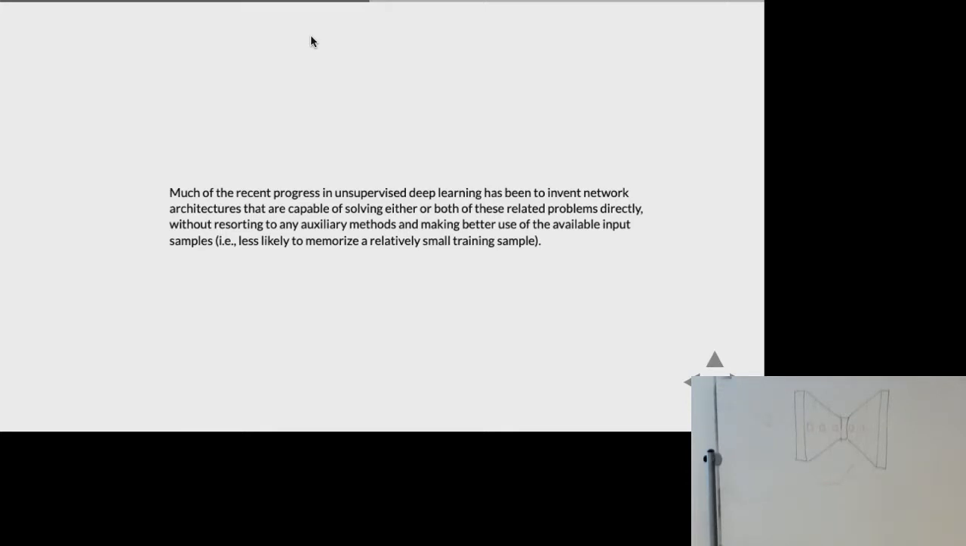So a lot of the recent progress in unsupervised deep learning has been to invent neural network architectures that can do those things, tell you the probability of some new data, or generate something that looks like new data, without going through the steps that I just described, where you get a bunch of samples, fit a Gaussian mixture model, and do some sampling. So basically you want to bake all of that into the neural network and have it all be self-contained. It's really solving a problem we couldn't solve before, but in an all-in-one, holistic way. And the goal is not just to do the same thing differently, but to actually make better use of the available input samples, so you make it less likely to memorize a small training sample.